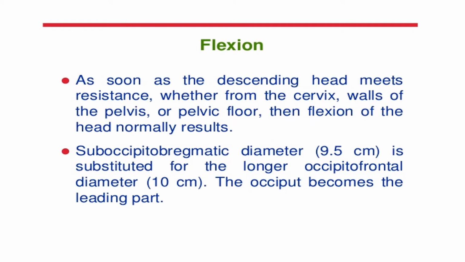So when the head is coming downward, we know that down there are pelvic floor tissues, muscles of the pelvic floor, and cervix. So this head will be meeting the resistance from this pelvic floor. When it is meeting the resistance, the head will flex, or it will get flexed. Due to the flexion, the suboccipito-frontal diameter of 10 centimeters will become the suboccipito-bregmatic diameter of 9.5 centimeters, and the occiput will become the leading part. So this flexion helps in reduction of the presenting diameter, and it allows easier passage of the baby.